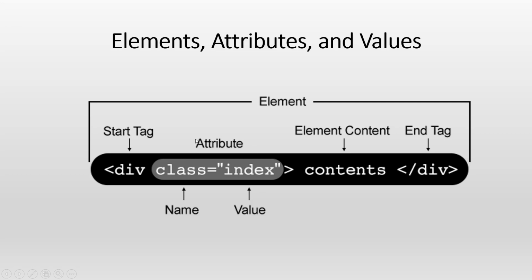An attribute has two parts, one is the name and another one is the value. To put it simply, these tags have some properties, so at that time we use these attributes. So an attribute has two parts, name and value.